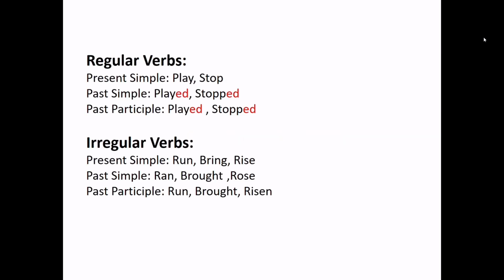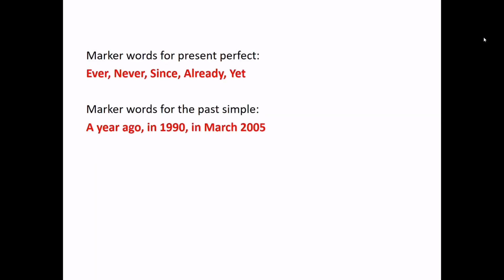Now we have two kinds of verb 3: regular verbs and irregular verbs. Examples of regular verbs: in the present simple play, in the past simple played, and the past participle played; and stop, stopped, stopped. For irregular verbs we have present simple run, past simple ran, and past participle run. And the other words: bring, brought, and rise, rose, risen.